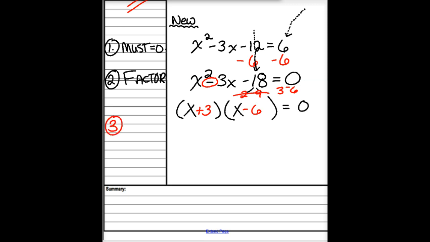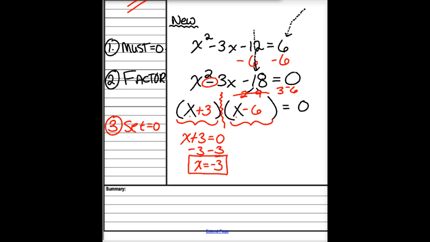After I factor, I set each equal to 0. So I say either this is equal to 0 or this is equal to 0. Now you should be used to them enough now where you should kind of know that this is going to be negative 3, positive 6, because we just have that opposite thing going on. But sometimes when there's numbers in front of the x, it really does help to physically set it equal to 0 and solve it. So x equals negative 3 is one solution. What that means is if I were to stick a negative 3 in here and a negative 3 in here, subtract 12, it'll give me a 6. Trust me.